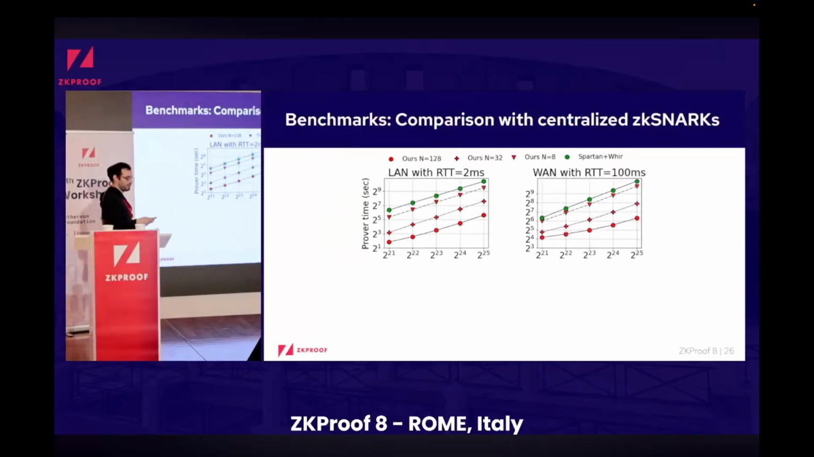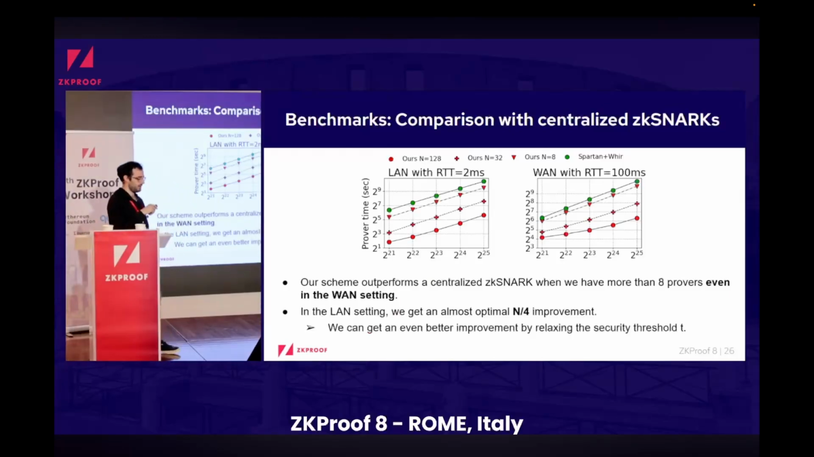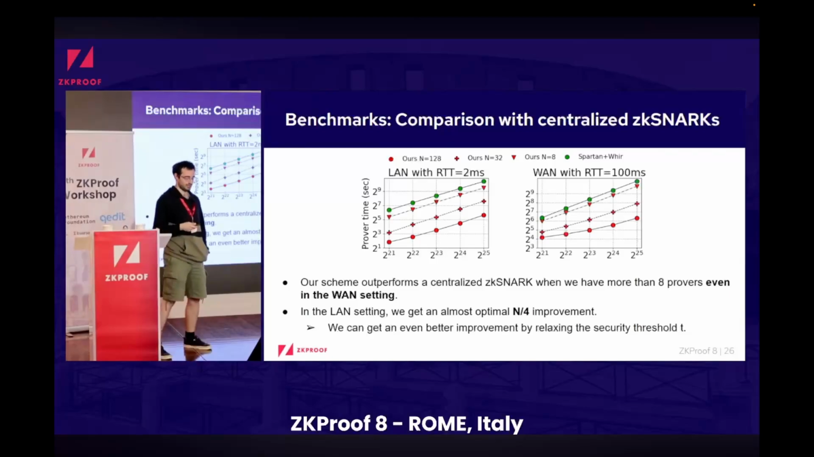Finally, remember that the whole reason to use a scalable SNARK is to have an efficiency benefit. So let's see if we can achieve that. Here we have the prover time, again, for increasing circuit size, and we compare our scheme with the centralized zkSNARK. As you observe, our scheme outperforms the centralized zkSNARK even when we have more than 8 provers, even in the WAN setting. And in fact, in the LAN setting, it achieves an optimal n divided by 4 improvement. And of course, this improvement can be further increased if we use a lower security threshold.